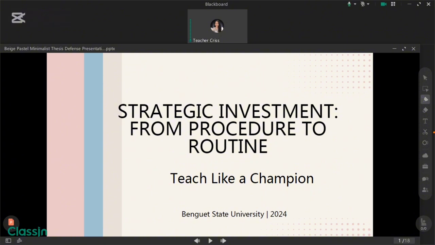I hope that you're all ready to dive into some exciting learning about how to turn classroom procedures into effective, habitual routines that improve both student engagement and classroom management as well. And we all know that this comes from the book Teach Like a Champion.